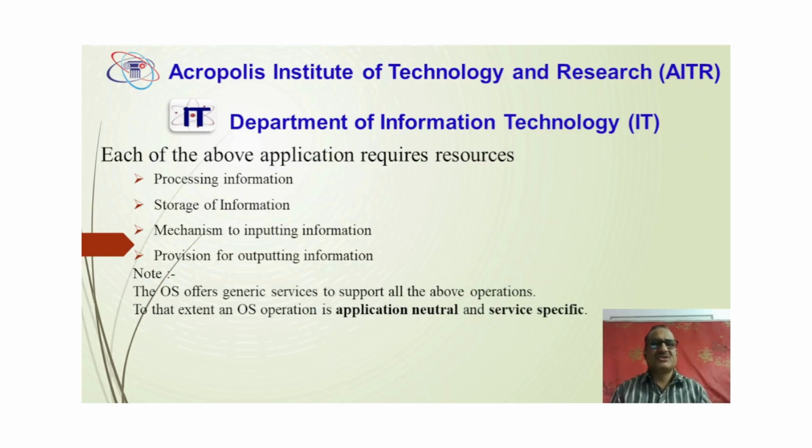These various applications, these various processings require various resources like processing of information, storage of information, mechanism for inputting the information, provision for outputting the information. In all of these scenarios, operating system offers generic services to support all the needs and required operations. To that extent, operating system operation is application neutral and service specific. These are two bottom lines of operating system, that it should be neutral and it should be specific.